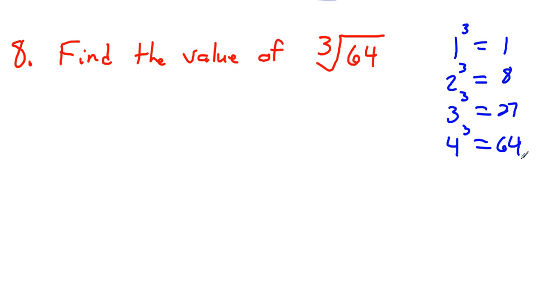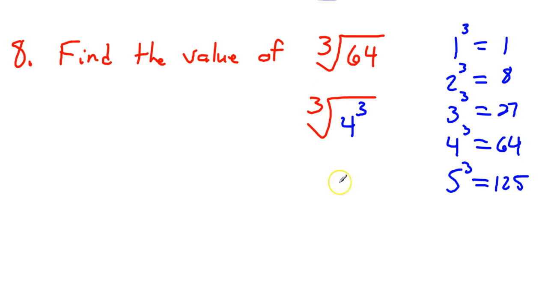If you have the list of perfect cube numbers there, if we had 5 to the third, that would be 125. If it's one of those perfect numbers where a number to the third power comes out to that, you can take that 64 and rewrite it as 4 to the third power. As long as you've got the third root and the third power, they cancel each other out and you get 4 for your answer.